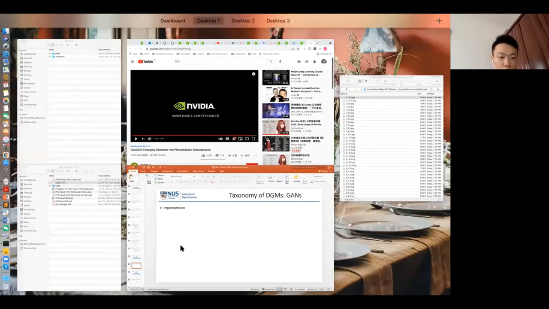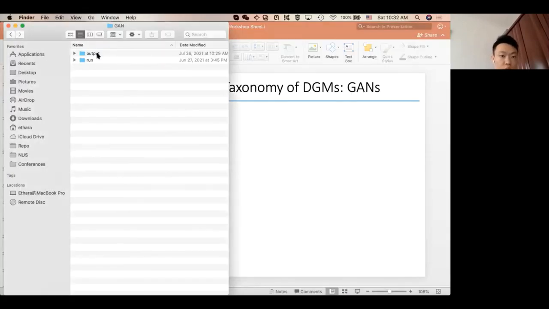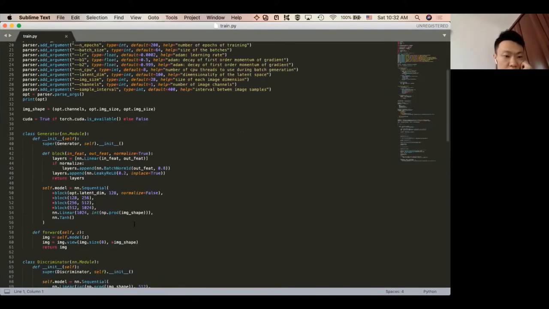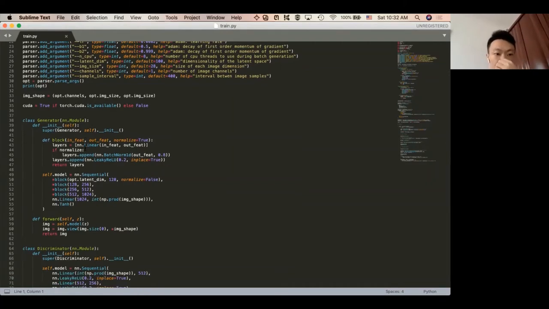Okay, and here we will take a look at its implementation. I will show you one implementation I have for GANs, the very basic version of GANs. It involves only one training file. We first take a look at how we define a generator. I will use PyTorch to implement this model. I'm sure you must be familiar with Python and PyTorch.